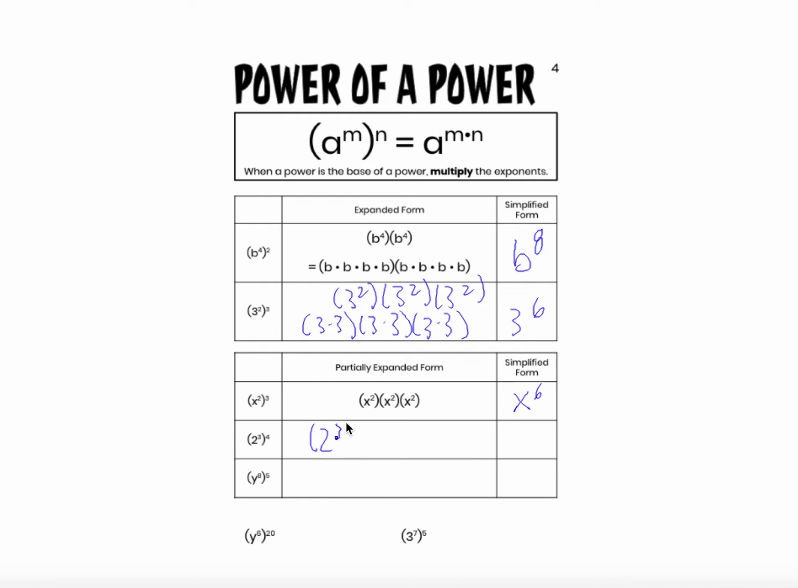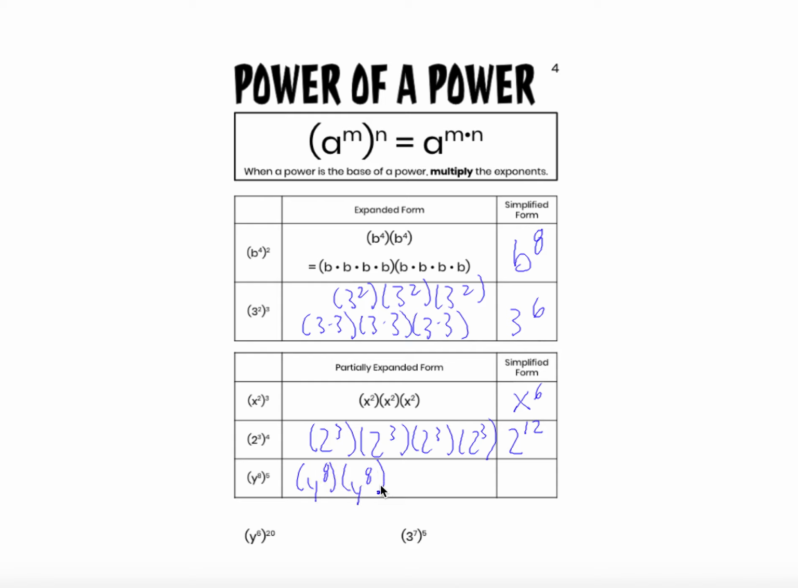2 to the third to the 4th power is 2 to the third times 2 to the third times 2 to the third times 2 to the third. There are 4 copies of 2 to the third, which leads to 2 to the 12th. I could have found that just by multiplying. Here's one where we would not want to fully expand it.